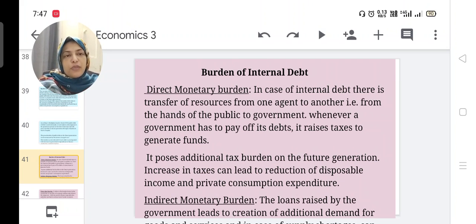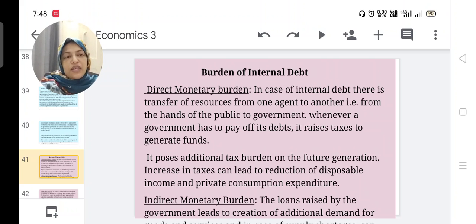Then the burden of internal debt. First, direct monetary burden. In the case of internal debt, there is a transfer of resources from one agent to another, from the hands of the public to the government. Whenever the government has to pay off its debt, it raises tax to generate funds. So, when the government takes internal debt, to recover it the government will raise the tax rate. It poses an additional tax burden on the future generation. Increase in tax can lead to reduction in disposable income and private consumption expenditure. So it totally affects the future generation.